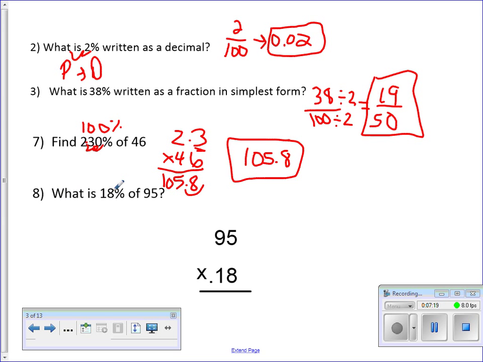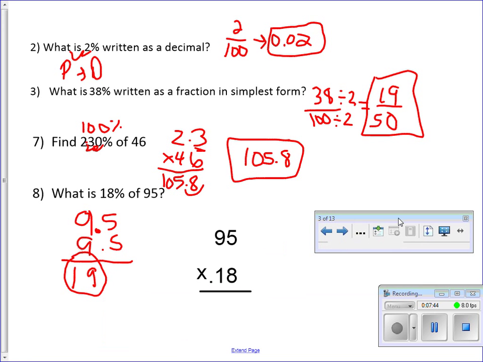Also, what is 18% of 95? Well, to estimate, 10% of 95 is 9.5. And 9.5 twice is 19. So if I'm looking for 18% instead of 20%, which is 19, my answer should be a little bit smaller than 19. When you multiply out 95 times 18% as a decimal, your digits are 171.